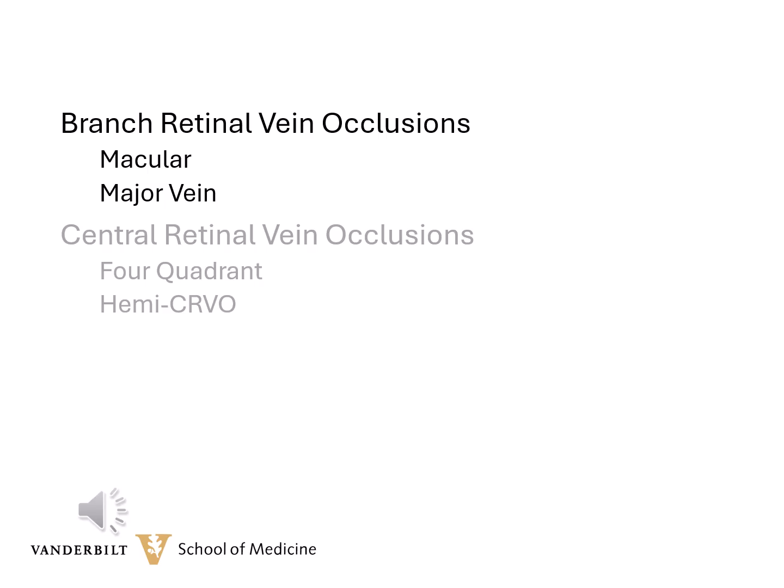The two major kinds are branch retinal vein occlusions and central retinal vein occlusions. Each of these has multiple subgroups, all with their own prognosis patterns, and we'll go into these in later sessions. But for this introduction, we'll first talk about branch vein occlusions and the two types, macular vein occlusions and major vein occlusions.